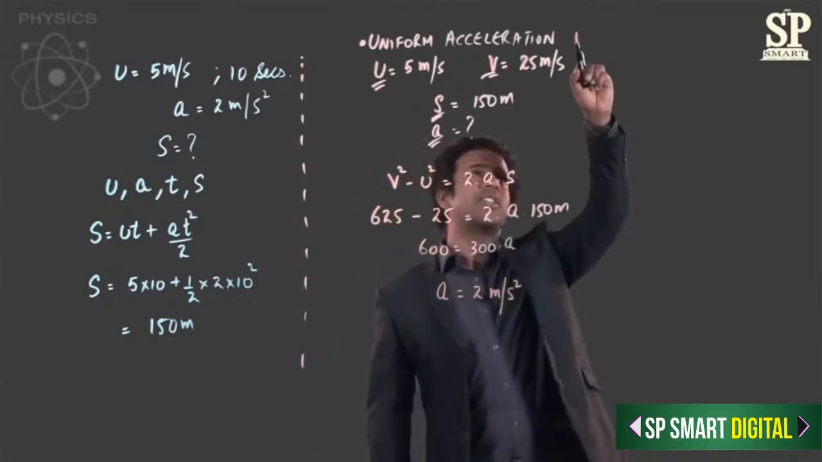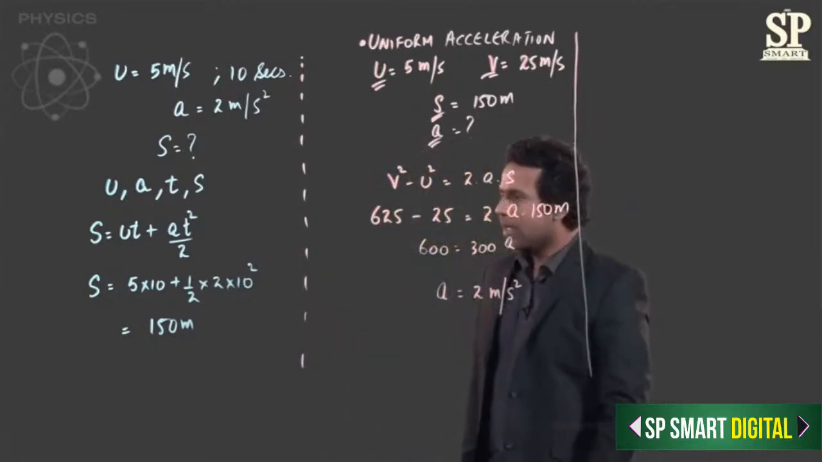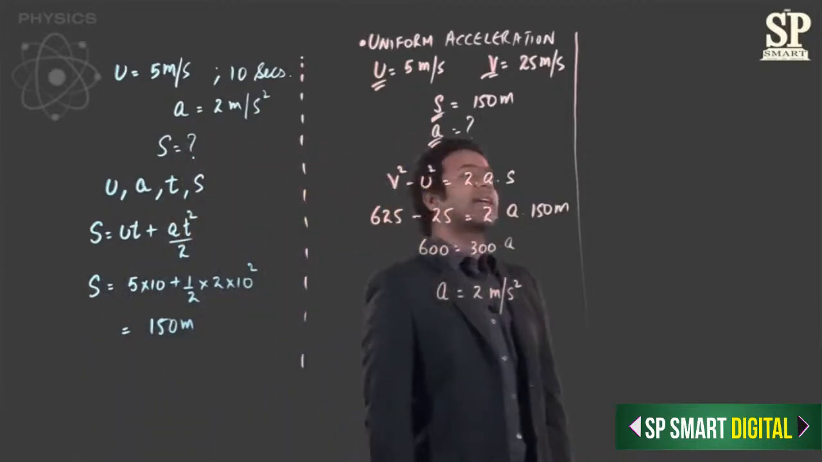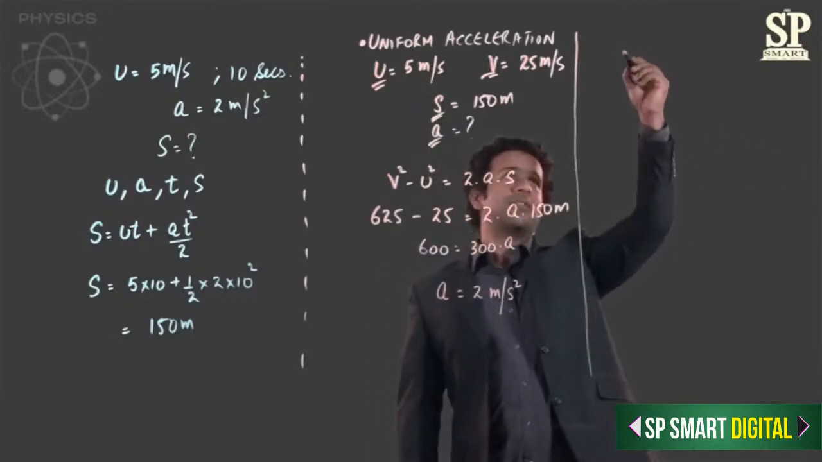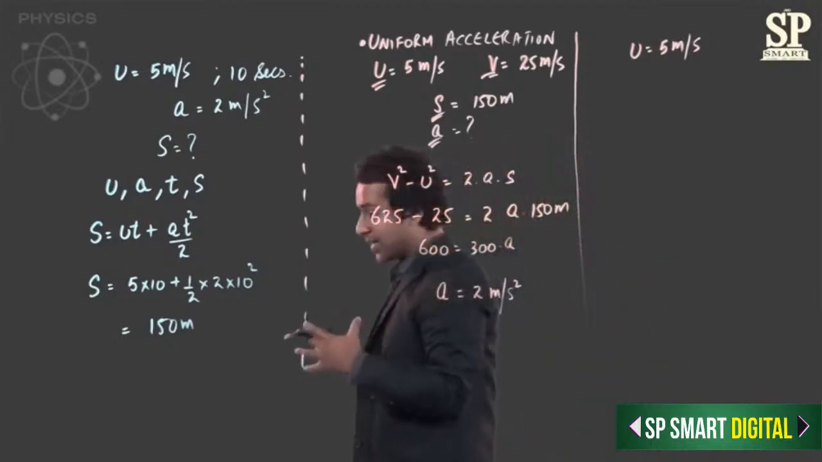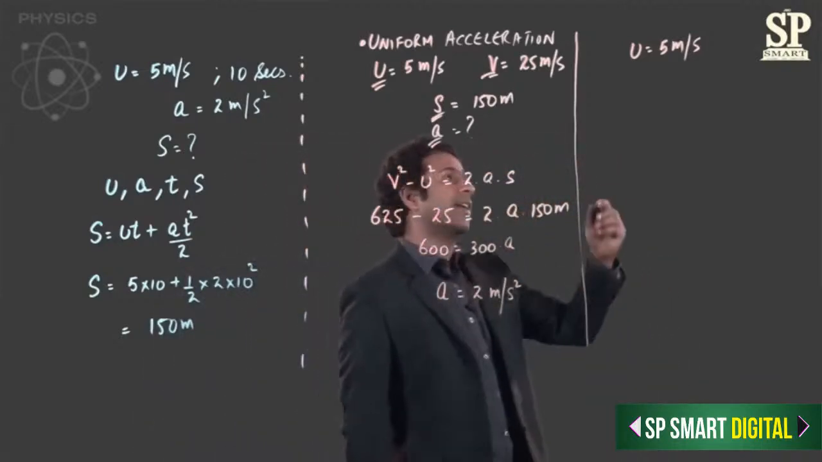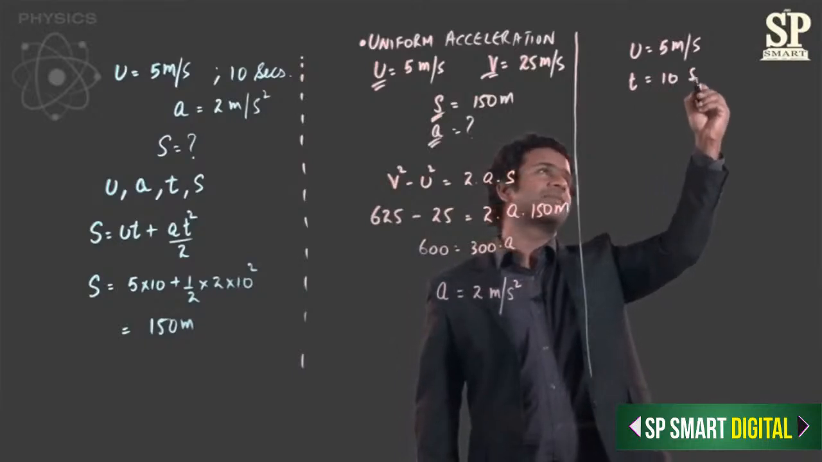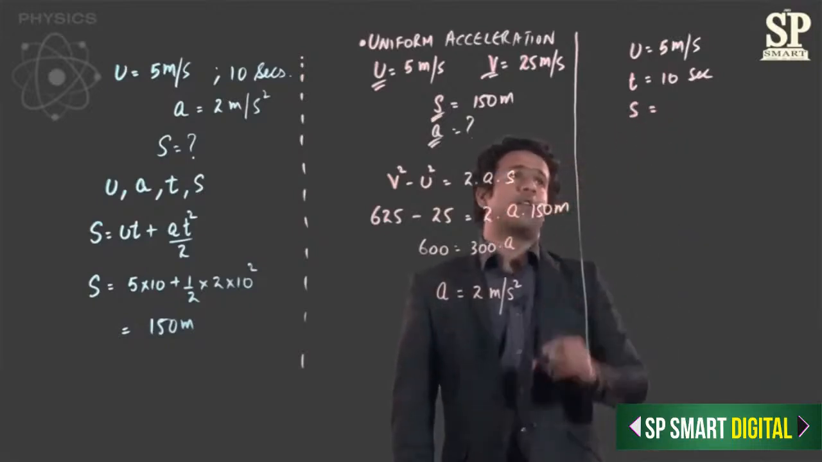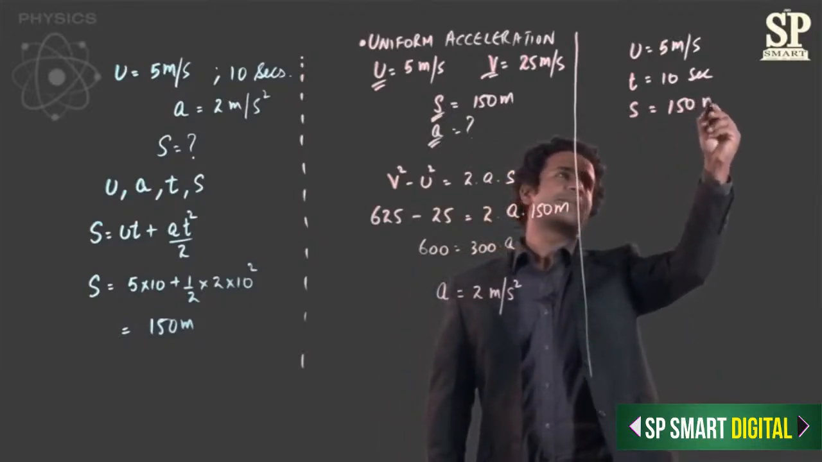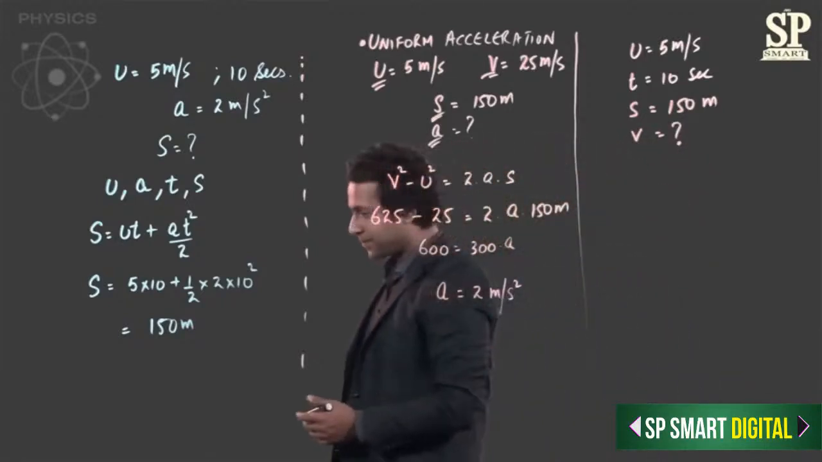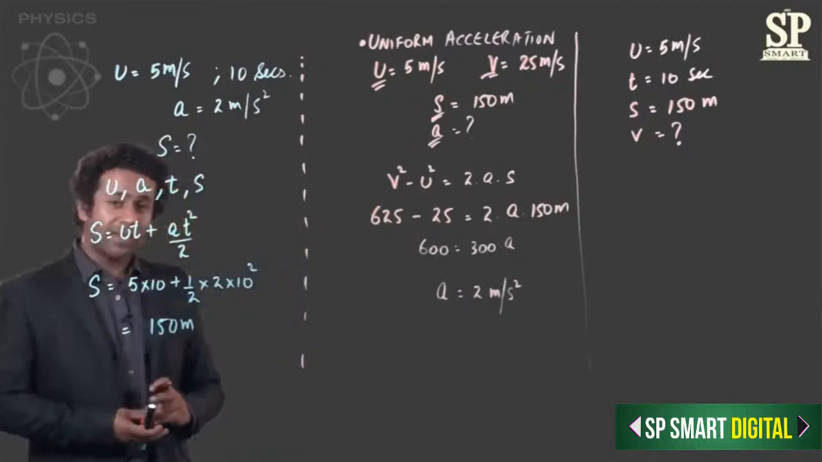Right. Now say you're given a mix of these data. Say it is given that a particle moves with an initial speed of 5 meter per second. It is given that it moves for a time of 10 seconds, and it is given that it covers a distance of 150 meters, and you have to find the final velocity. So if this was the question, what would you use? Think about it.